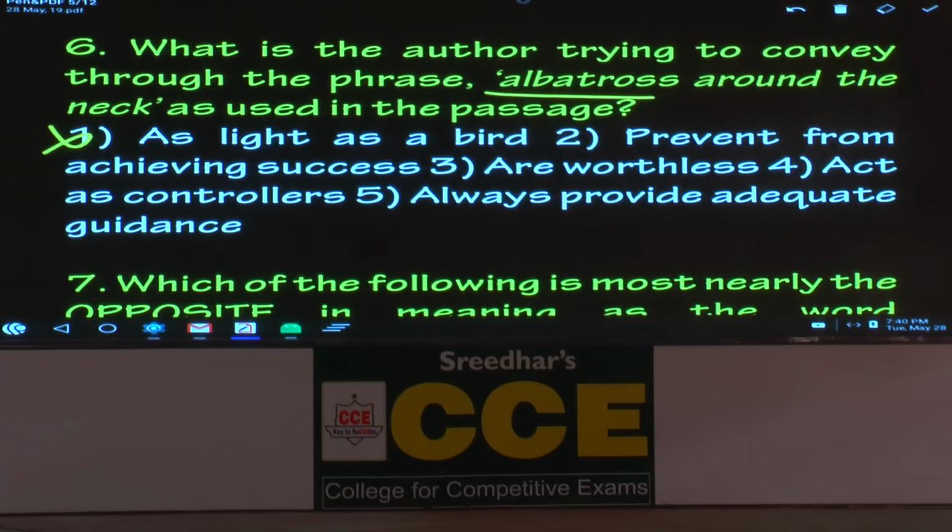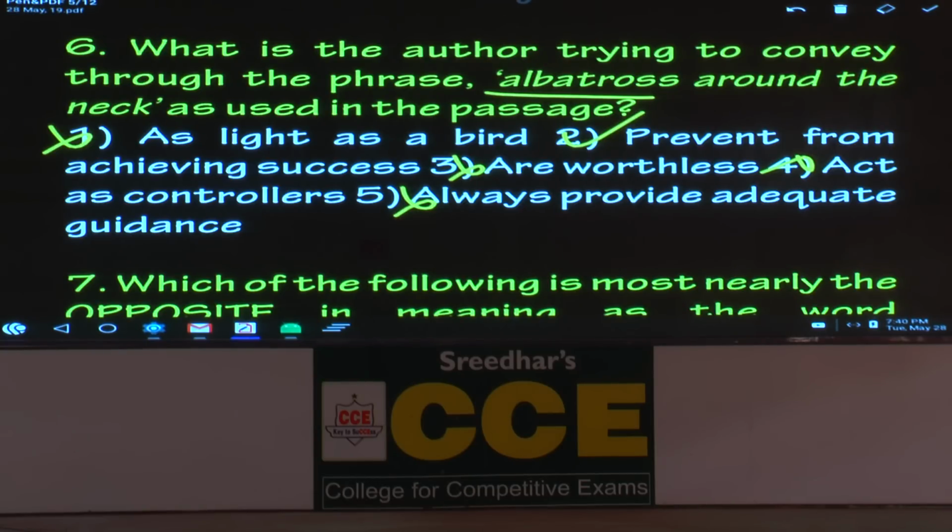Prevent from achieving success. This has a negative connotation, hold that one. Are worthless. Barriers are worthless. Does it make any sense? Mark it wrong. Act as controllers. It's a neutral statement, not negative. Mark it wrong. Always provide adequate guidance. It is completely positive, cannot be considered. Now what is the answer?